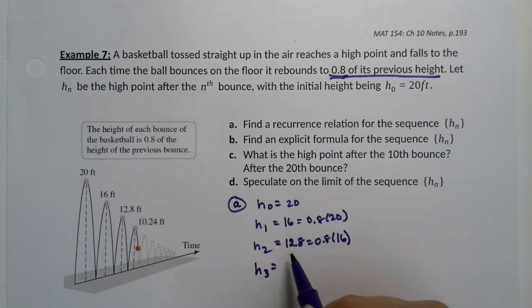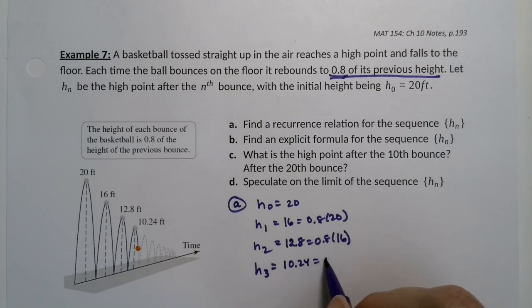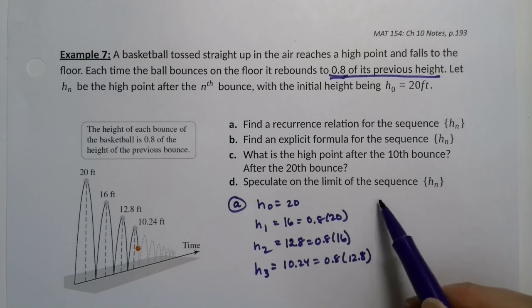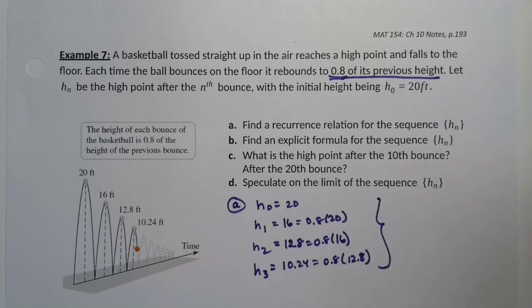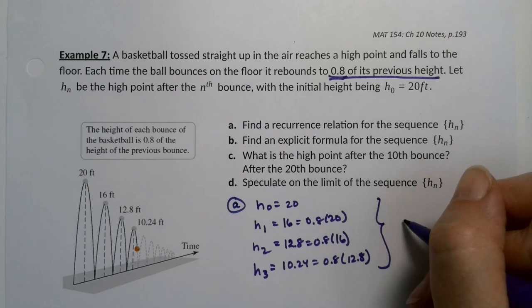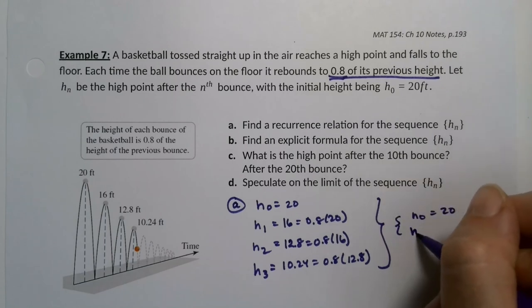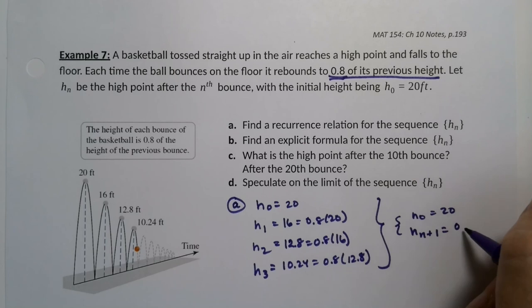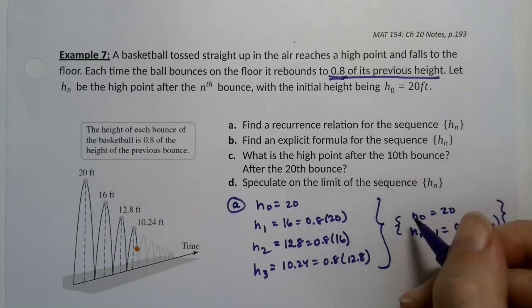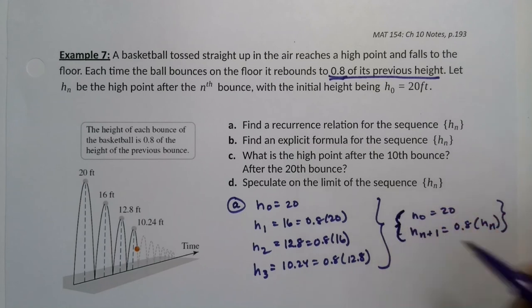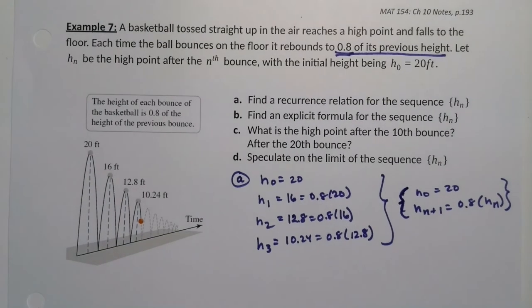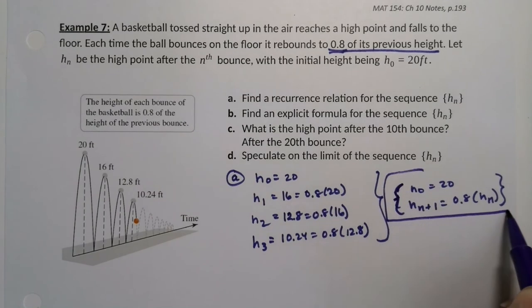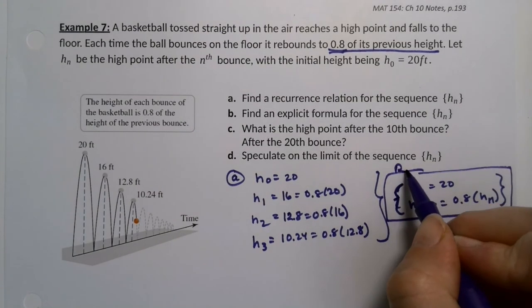H3 is 10.24, which is 0.8 times 12.8. So rather obviously, we have a recurrence relation going on here. It would be that h0 equals 20, and h sub n plus 1 is 0.8 of h sub n. I was unhappy with my curly braces there. There we go. Put a box around it. We're done. There's our recurrence relation.